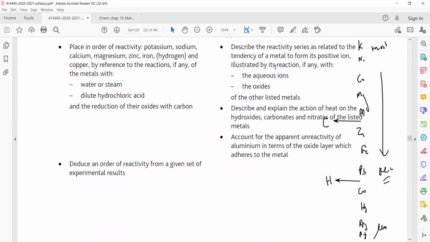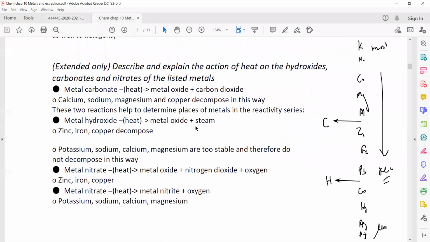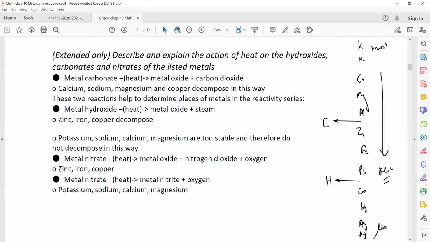Then describe a reactivity series as we discuss the aqueous ion and metal oxide. Describe and explain action of heat on metal hydroxide, metal carbonate, and metal nitrate. So you have to learn this table. For potassium and sodium, again from the reactivity series, their hydroxides are stable to heat. But from calcium to copper, when you supply heat energy, it will decompose.